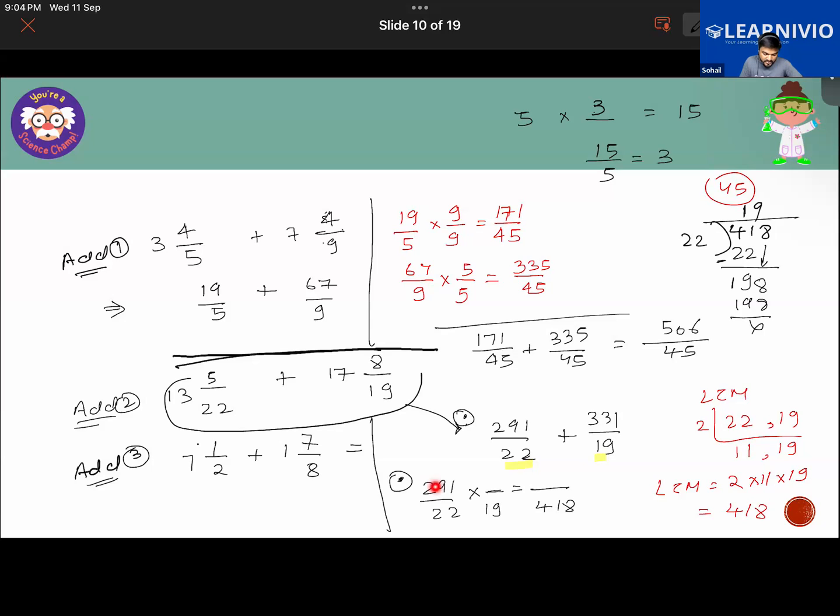So thereby the numerator 291 should also be multiplied with this. So you'll be multiplying 19 with 291. So the answer will be somewhere around 5,529. Getting it, both of you? This is the first answer.